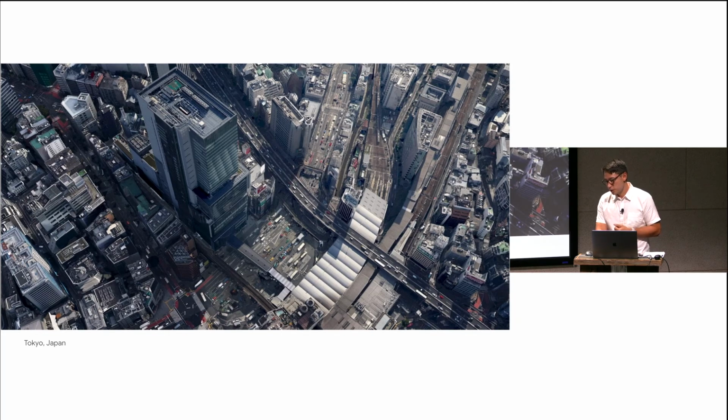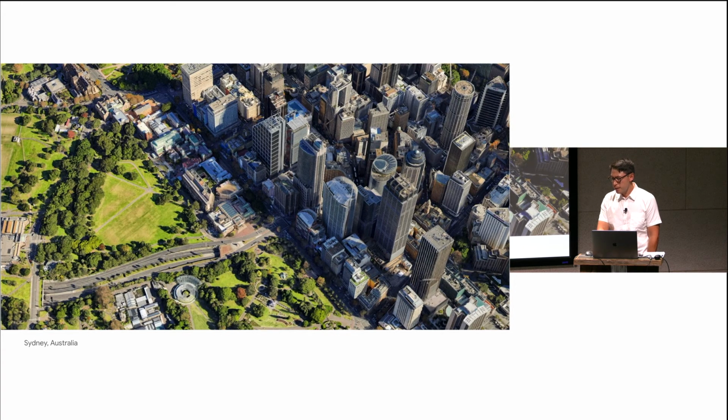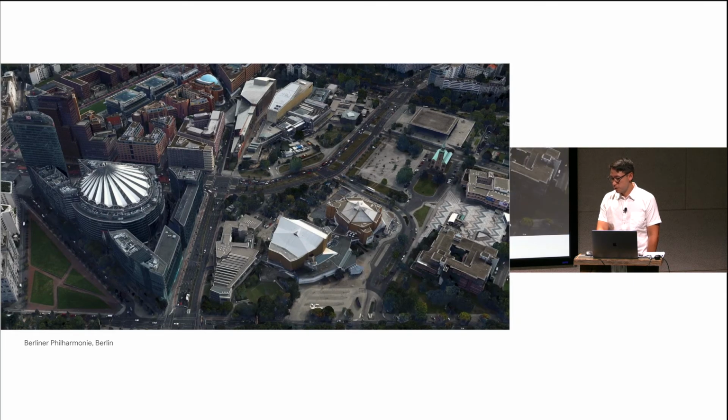And so here are a couple images just to give you the breadth of the realism that's available. Here we see Tokyo, and also, with more natural landscapes, the Grand Canyon. The level of detail is really astonishing. And then here's Sydney, Switzerland, and Berlin.